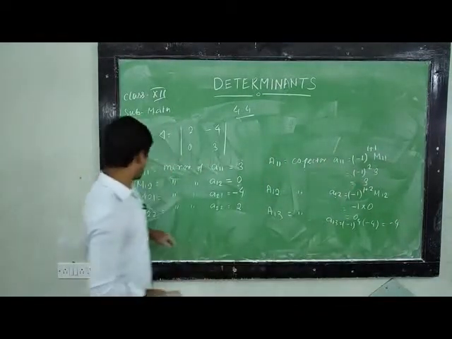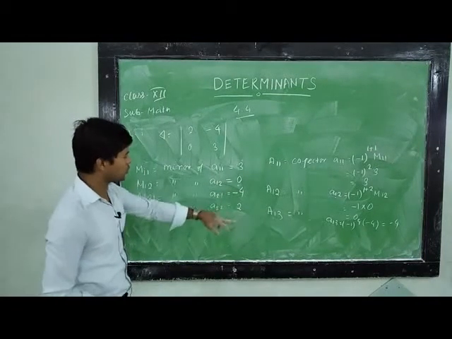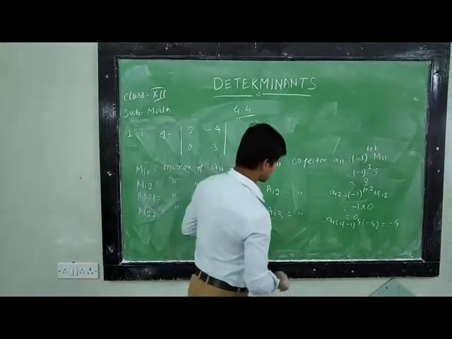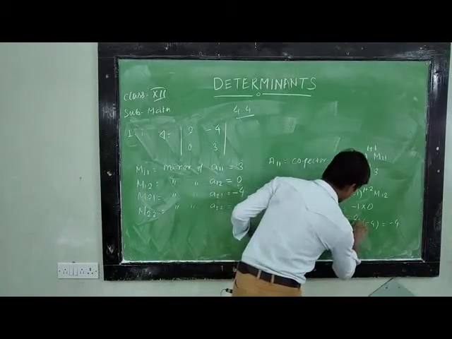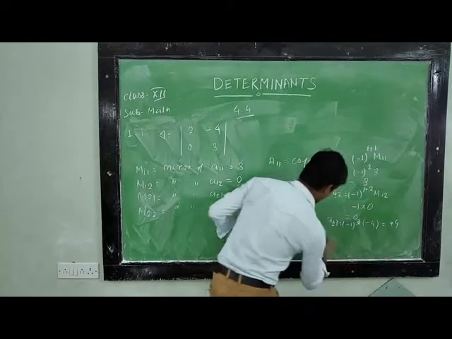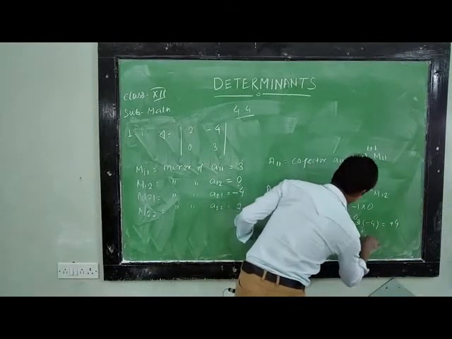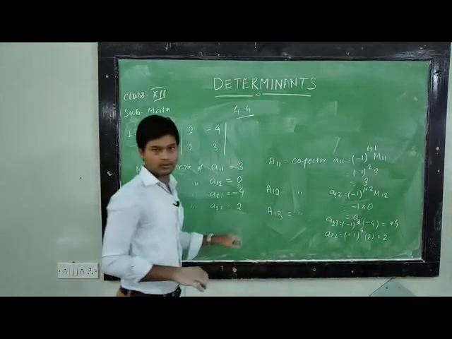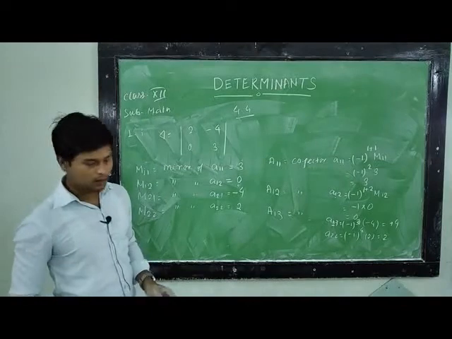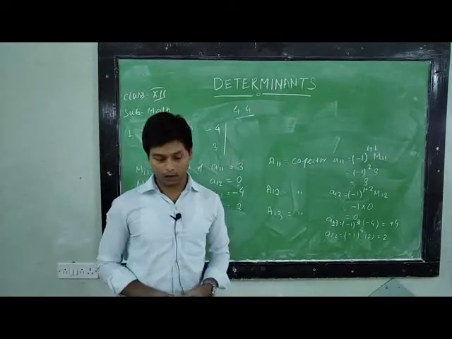And similarly, cofactor of the element A22 is equal to minus 1 whole to the power 2 plus 2, that is 4, into 2. So that is equal to 2. So these are the cofactors. Okay, so this is the way we can calculate the minors and the cofactor of a determinant.